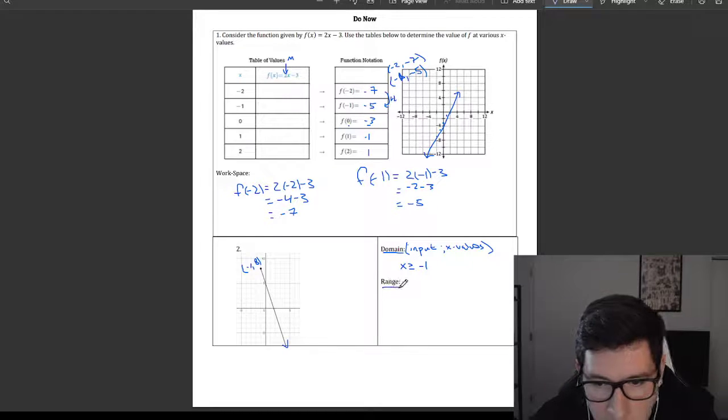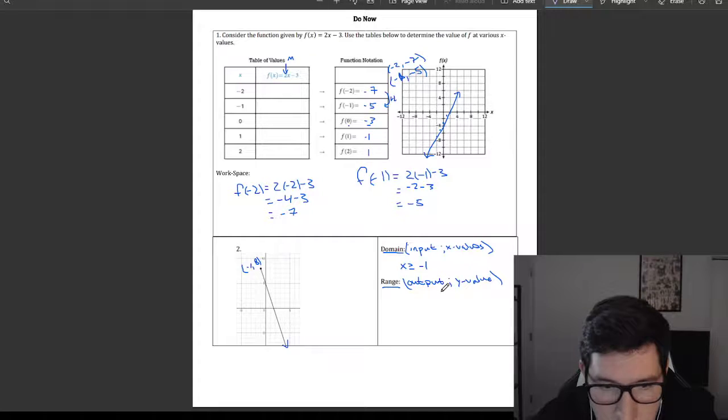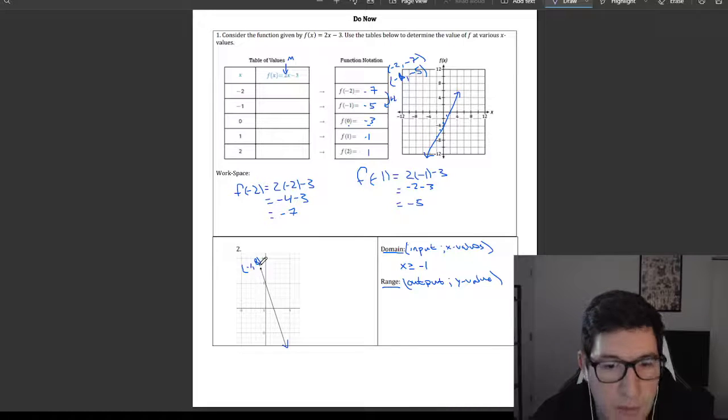And so looking now at my range, which, again, remember from yesterday, is my output, or my y value, I know that we start at 8 and then we go down infinitely, right? We never stop going down. So I know that y needs to be less than or equal to 8. And so very simply, those are my domain and range.